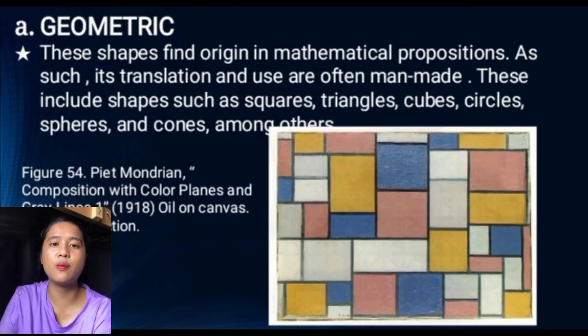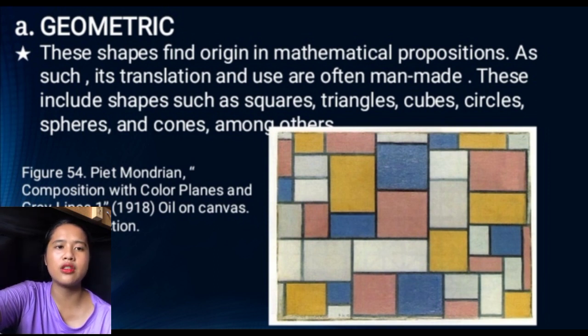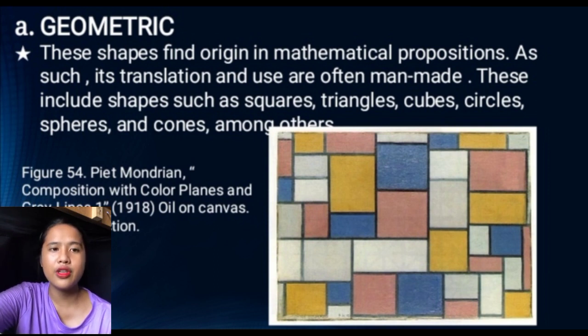So first, geometric. When we say geometric, these shapes define object and space. These shapes find origin in mathematical proportion. As such, their translation and use are often man-made. These include shapes such as squares, triangles, cubes, circles, spheres, and cones, among others.